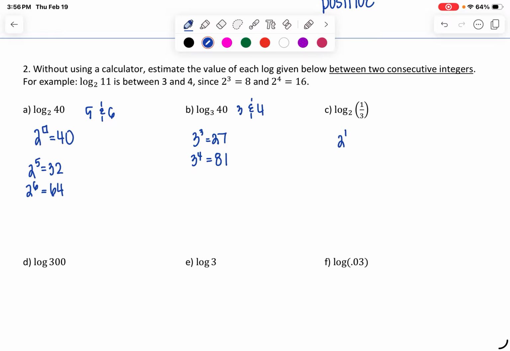2 to what power gives me 1/3? All right, so I know 2 to the 0th power is 1. It's less than that. So if I go to the negative first, that's a half. And 1/3 is not in between a half and 1. It's less than that, right? So I need to go even farther. 2 to the negative second is a quarter, but a third is in between a quarter and a half. So it's in between -2 and -1.